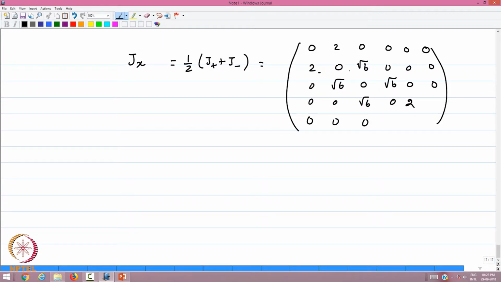Oh, okay, I have an extra column here. So 0 2 0 0 0 2 0 root 6 0 0. Yes, this is correct, and now this will be 2 and this is 0. So, this is j x.